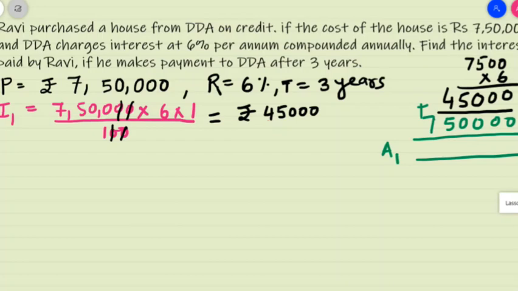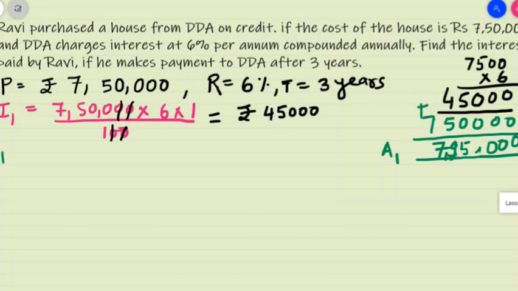Okay, so the amount after the first year will be 7,95,000. 7,95,000 is the principal amount for finding out the interest for the next year.